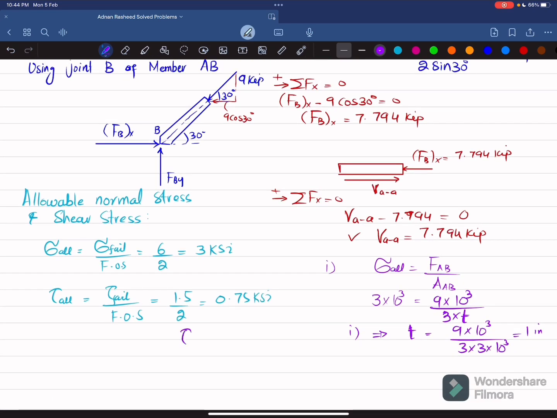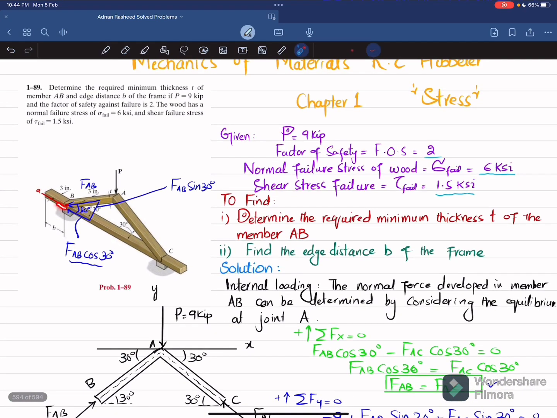Now we'll find B. The allowable shear stress is given as VAA divided by area of AA. So let me show you. You can see here shear stress is VAA, and the area is this B multiplied by the width. This is the length B, and this is the width 3 inch, and this will be the shearing area. So it will be 3B.